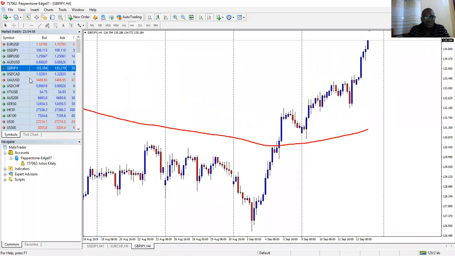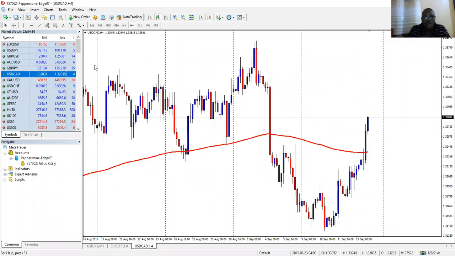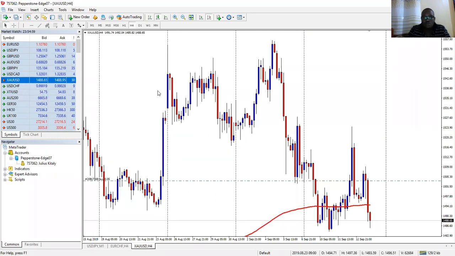Let's see if we can get another pattern. Let's check if we can get another pattern using these steps. All right, guys. Okay. Head and shoulder. We're looking for head and shoulder, guys.